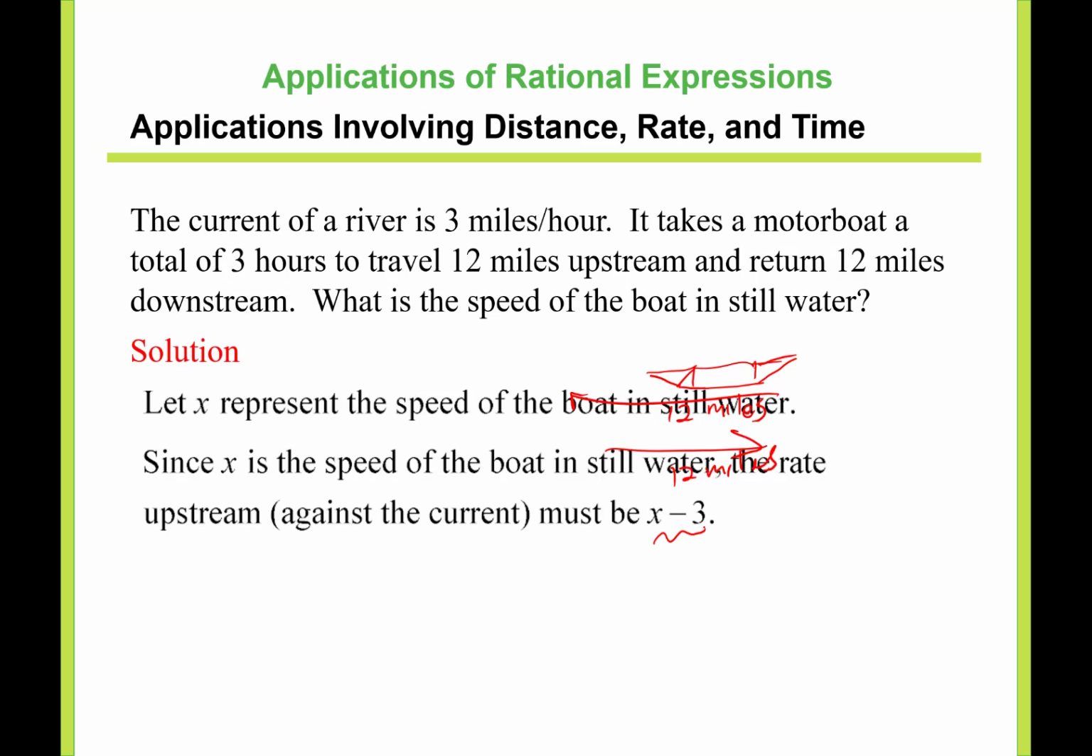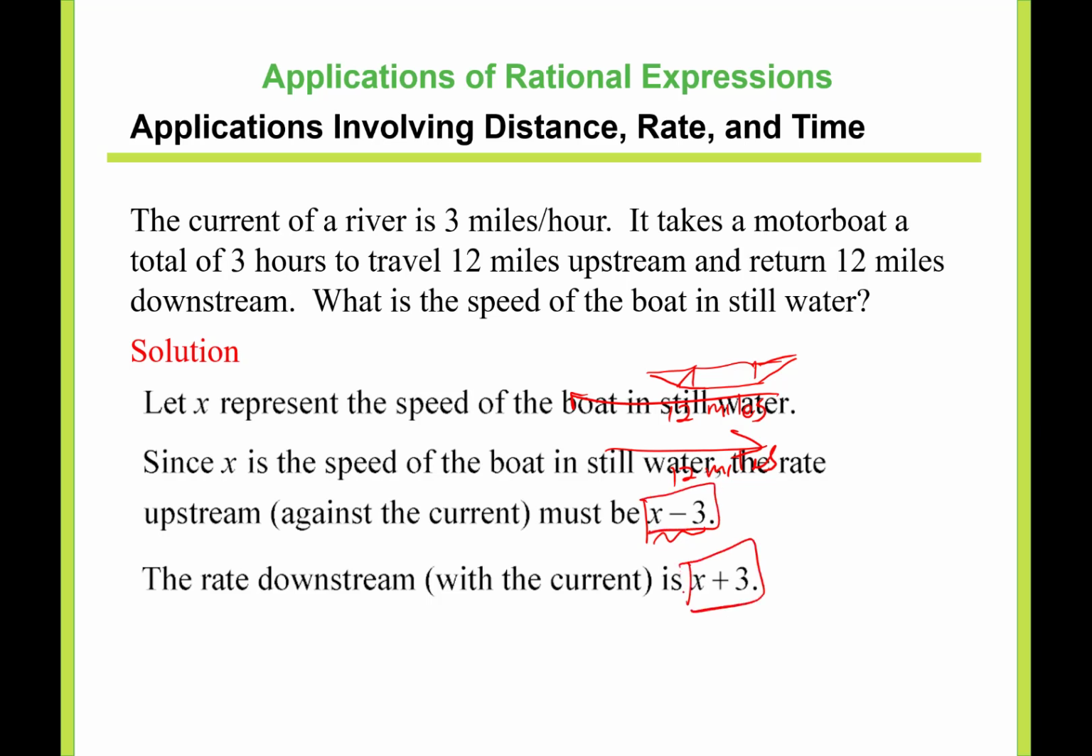Now, if x minus 3 represents going upstream, going against a current, obviously coming back down, we're going to have the current pushing us ahead. So coming down, the current is going to be x plus 3. So that is the hardest part of this problem here, to figure out the x minus 3 and the x plus 3. Once we figure that out, life becomes pretty easy now.